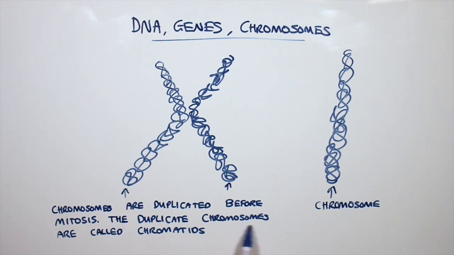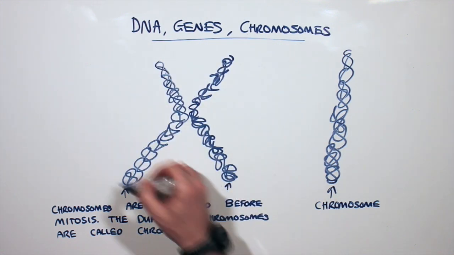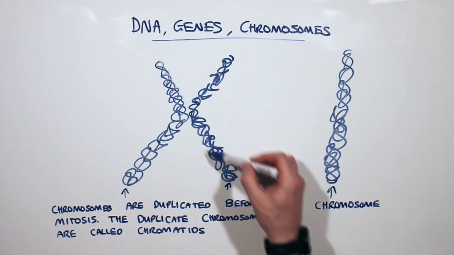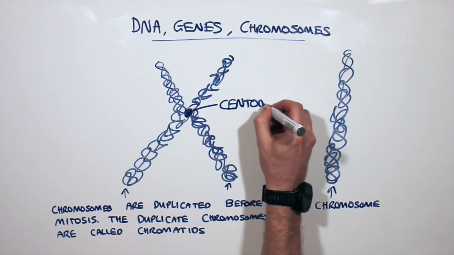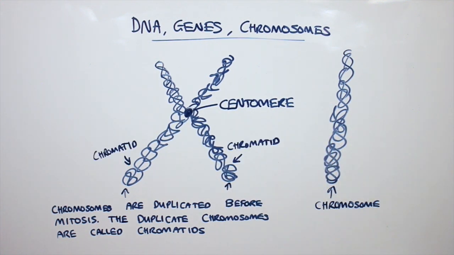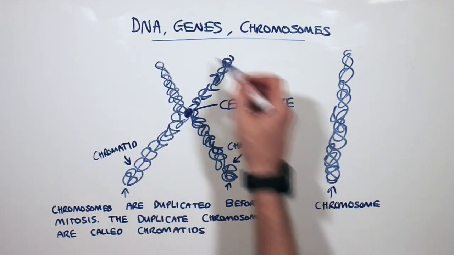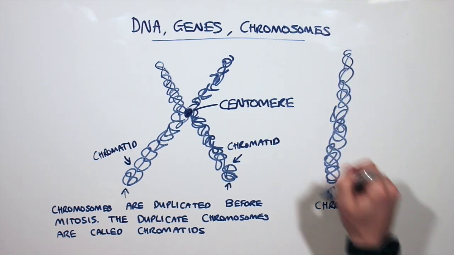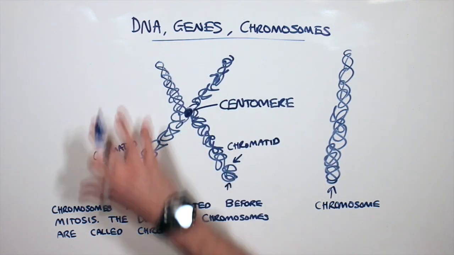The duplicate chromosomes are called chromatids. So now we don't call this single strand a chromosome and this one a chromosome. We now call the whole thing a chromosome, which is a bit confusing. Instead, we call each of these separate arms chromatids, and they're held together in the center by a centromere. So as you can see, one chromatid, a centromere, and a chromosome. This is a chromosome. Before it duplicated, this was a chromosome. You tend to find when we talk about chromosomes, we're talking about a chromosome when it's at this stage.